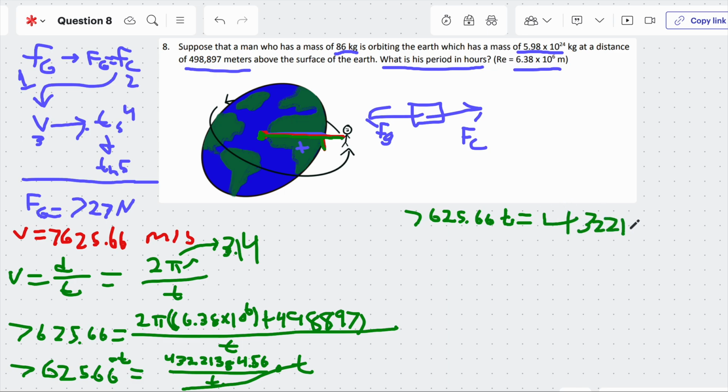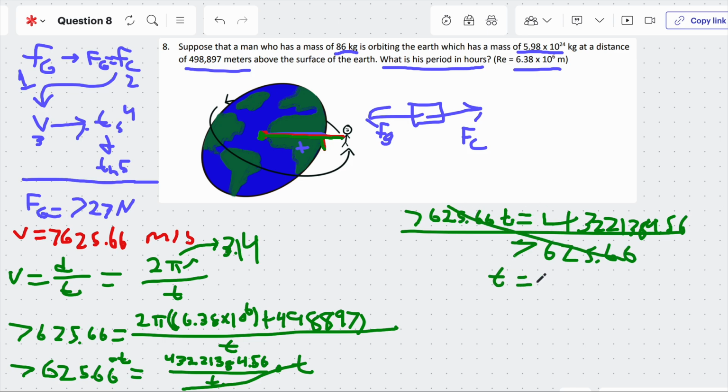43221384.56. All right, we can divide both sides by the 7625.66. So that will cancel out, and we'll be left with just t equals that really long string of numbers divided by 7625.66. Okay, and that should give us about 5,667.88 seconds.